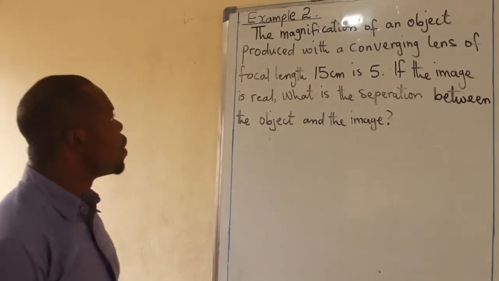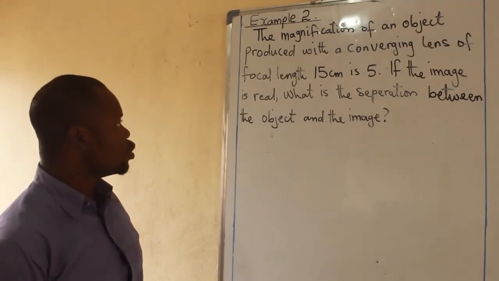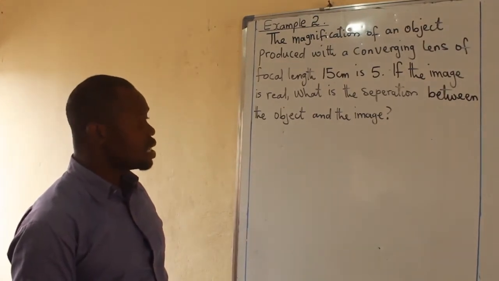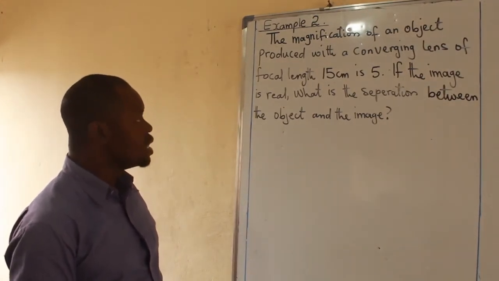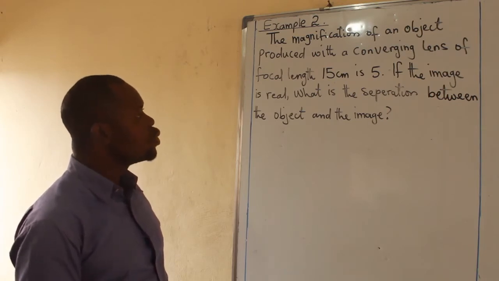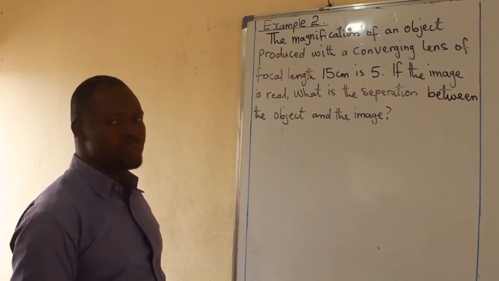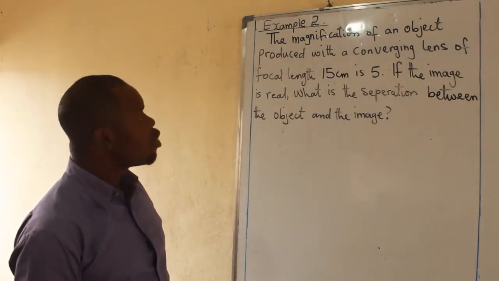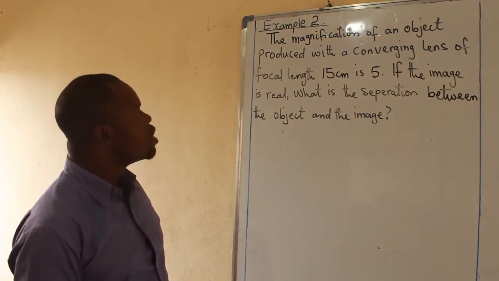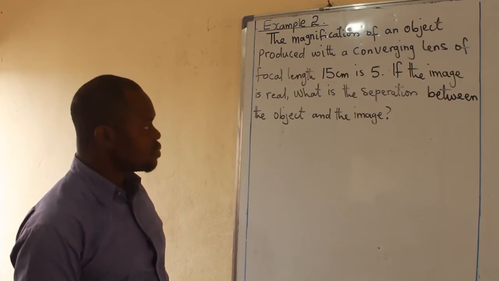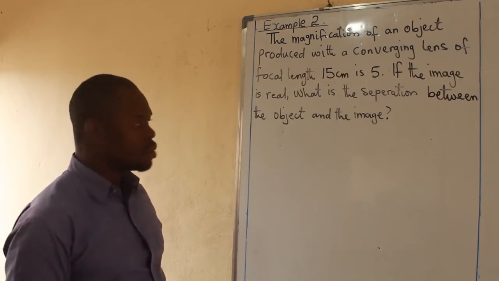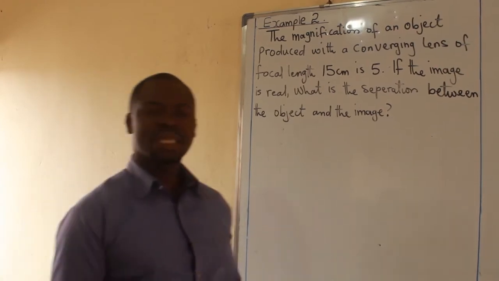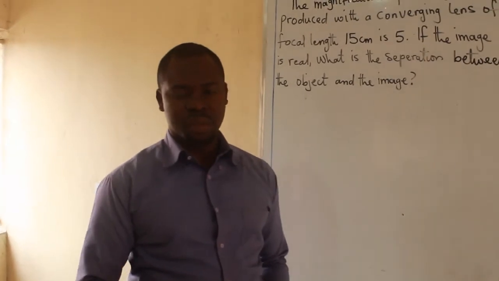Example 2. The magnification of an object produced with a converging lens of focal length 15 centimeters is 5. If the image is real, what is the separation between the object and the image? What is the distance between the object and the image?